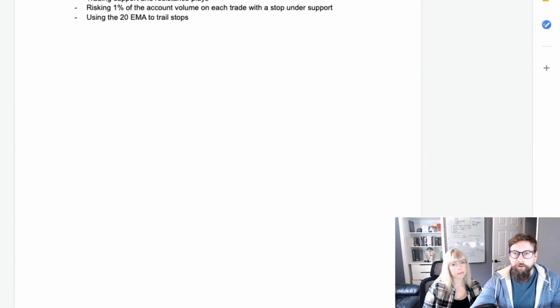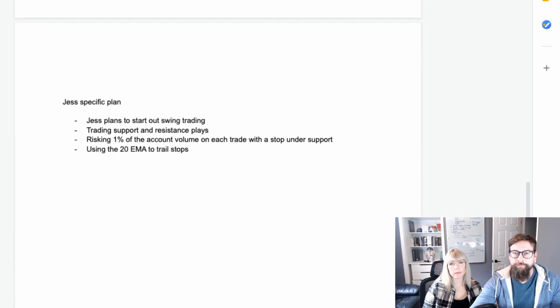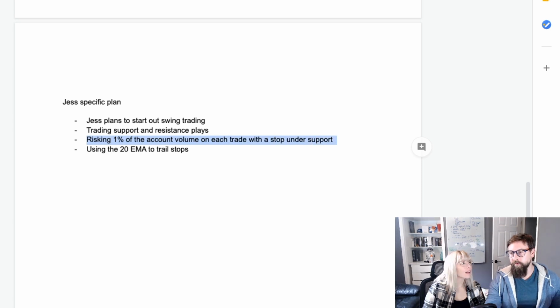Now, your specific plan, and this may be adjusted a little bit, is to start at swing trading support and resistance. So I guess you already told me that sometime before we had done this. Risking 1%. Oh, I can do patterns too, can I? Yeah. Well, okay. Remember, patterns are just moving support resistance lines, right? You're going to risk 1% of the value of your account with your stop under support, right?